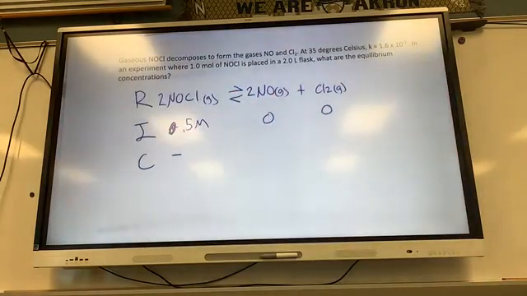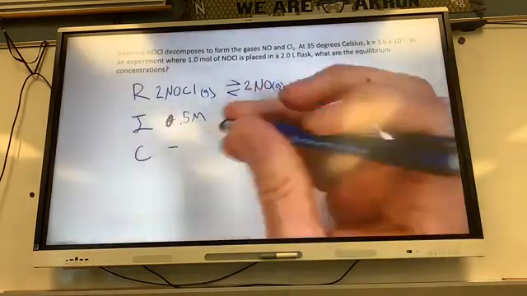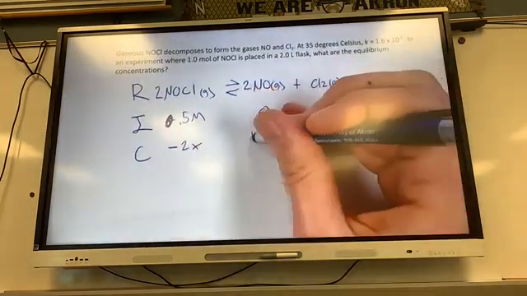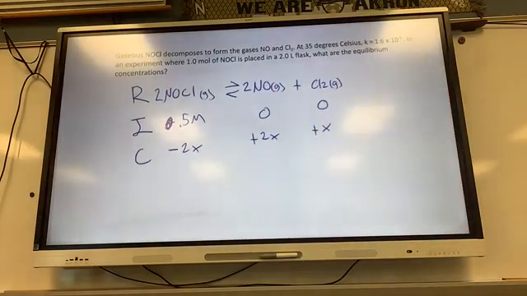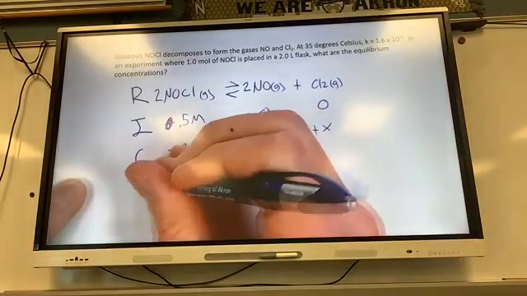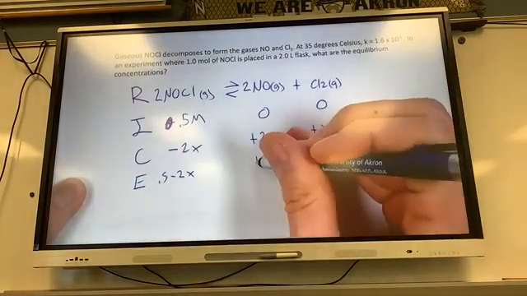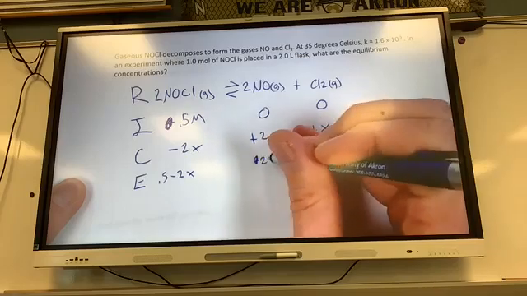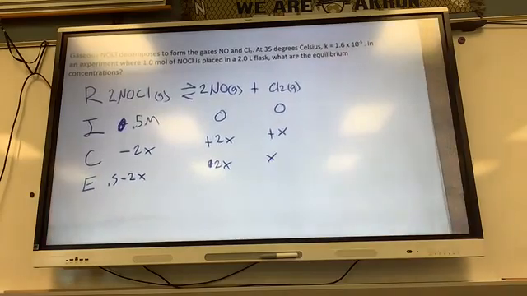Minus what? Minus 2x. Why? Coefficient of 2. Don't forget that. Minus 2x, plus 2x, and plus x. Equilibrium. So I have 0.5 minus 2x. I don't need a positive. I have 2x and I have x. Let's set up our K expression.